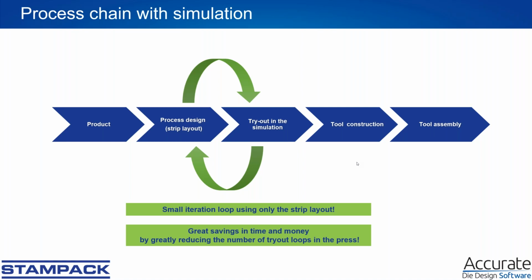So it's a very fast iteration loop, and you have great savings in time and money because it's much faster to make a tryout in software, that is typically about 1 day, than to make the tryout in hardware, which can take weeks and weeks.